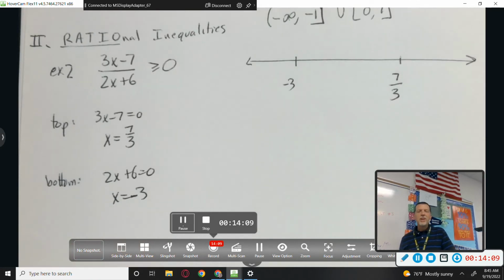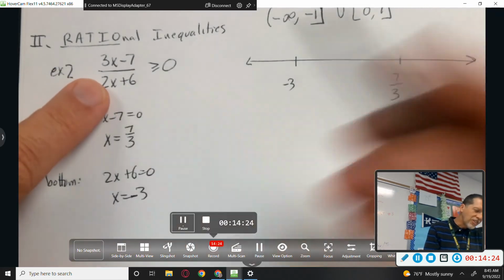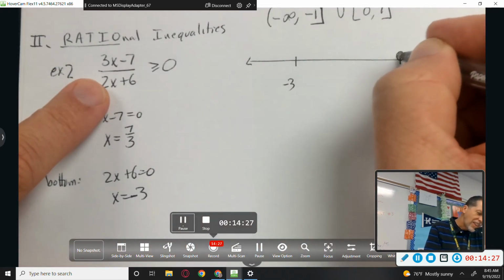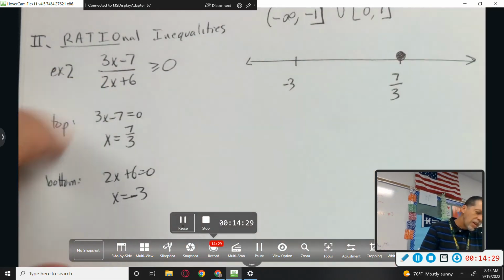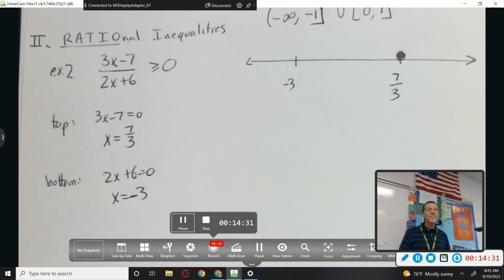Be careful, don't race in front of me here, because are those open circles or closed circles? Yeah, you'd think that. 7/3 is closed. I'm good with that one. But why not -3? What is going on with -3 that it's an open circle?